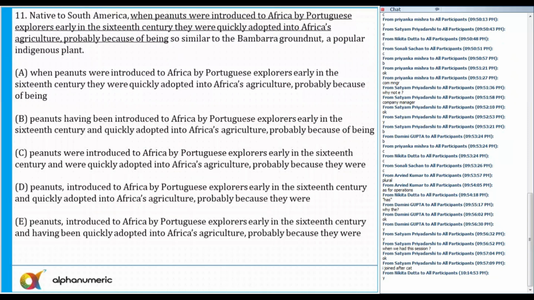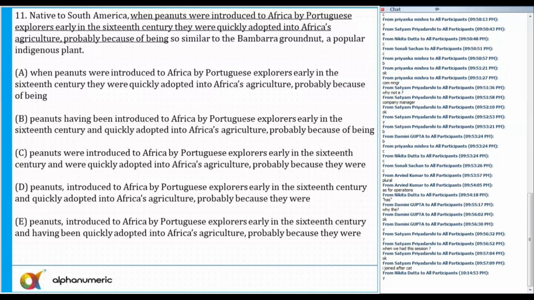Right. Let's take a look at question number 11. "Native to South America, when peanuts were introduced to Africa." Now, "when peanuts were introduced to Africa" is a time. How can a time be native to South America? "Native to South America" is a modifier. This modifier relates not to the time when peanuts were introduced to Africa, but to peanuts. So what is native to South America? Not the time, but the peanuts themselves, right?